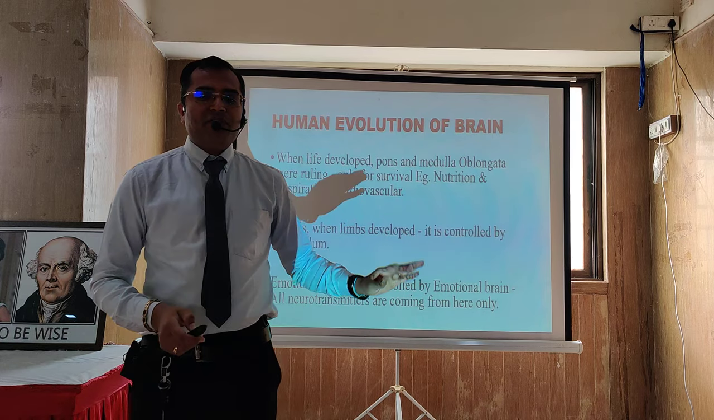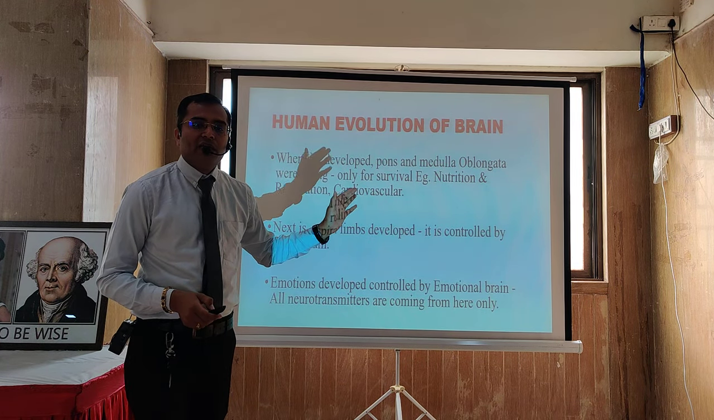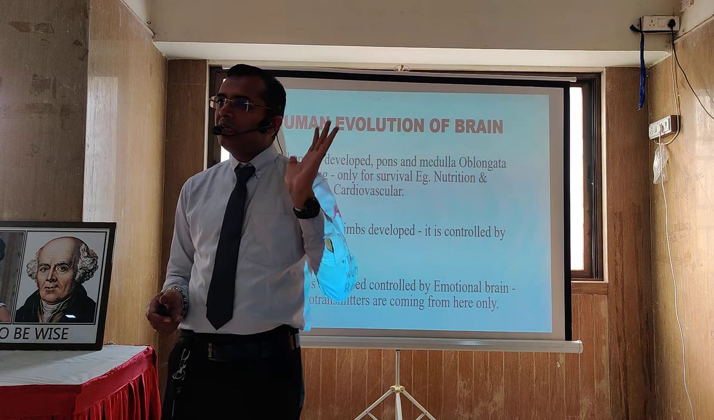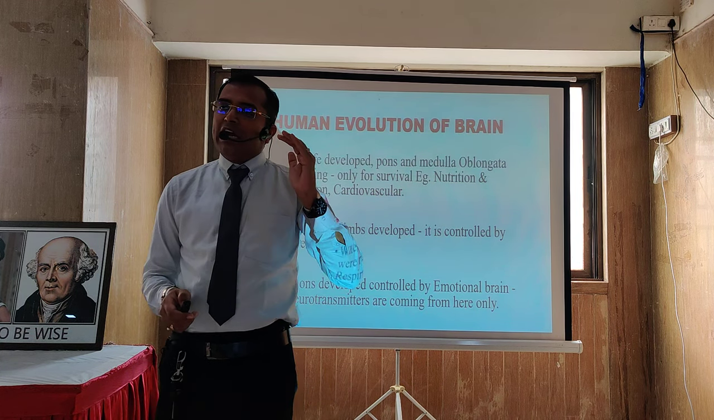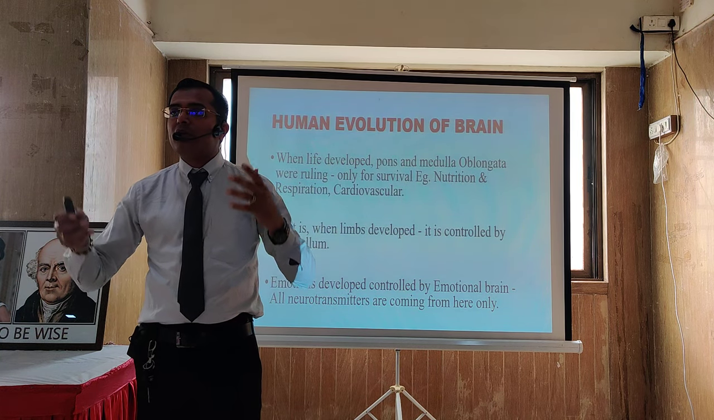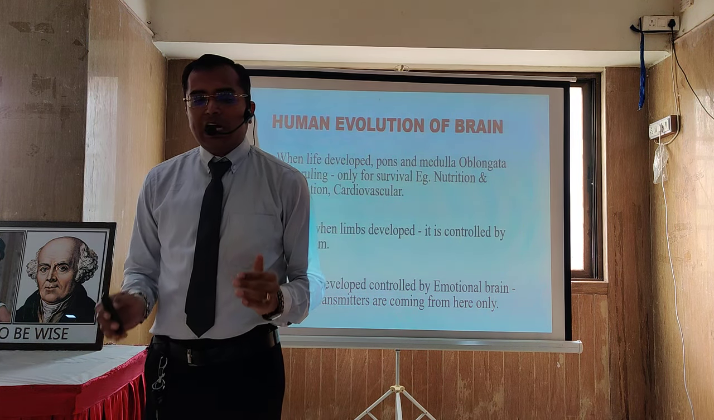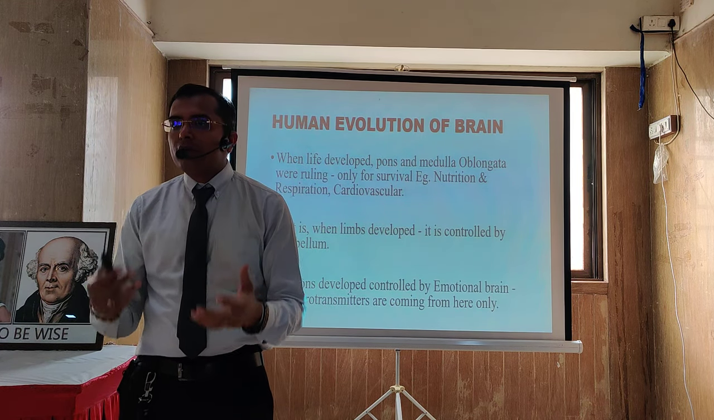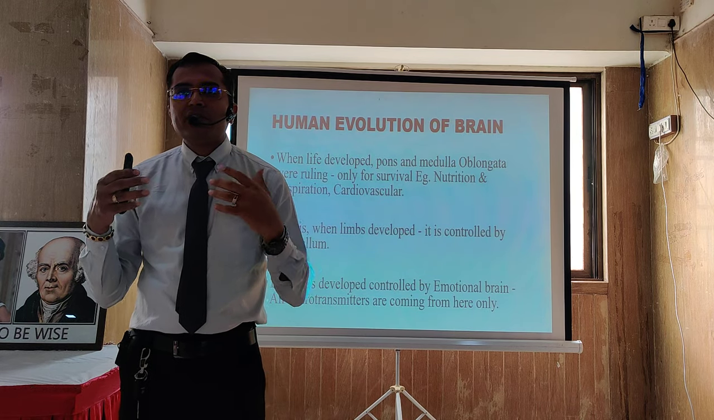So when life develops, the pons and medulla oblongata were ruling the only survival mechanisms, like nutrition, respiration and the cardiovascular system. After that what happens, the limbs develop. So when the limbs develop, they are controlled by the cerebellum. After that what happens, cerebellum means what? A child who is not walking properly, a child who is not sitting properly.